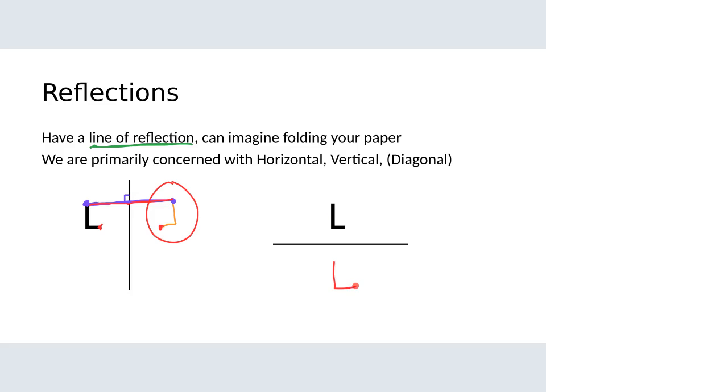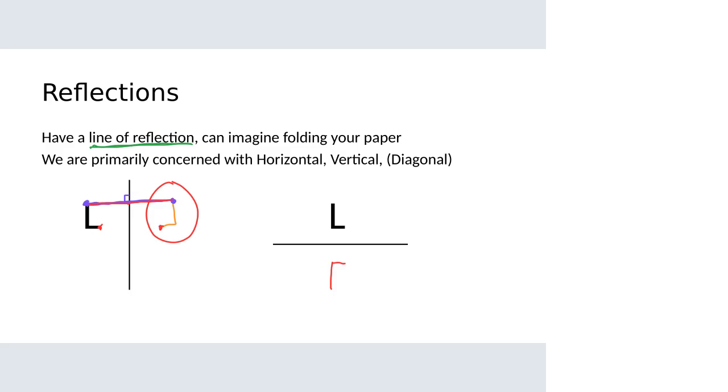If I were to get this one all covered in ink and fold it, that's not what the reflection is going to look like. In fact, looking at this, the L would have just been slid down there. That would have been a translation. We're not doing a translation, we're doing a reflection. So I want a mirror image of what I have.